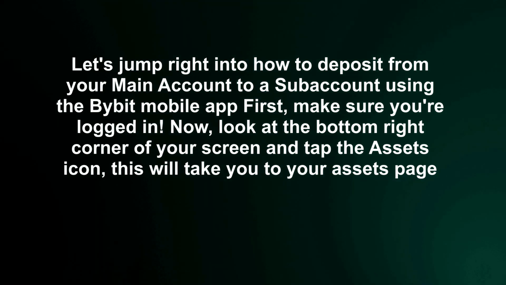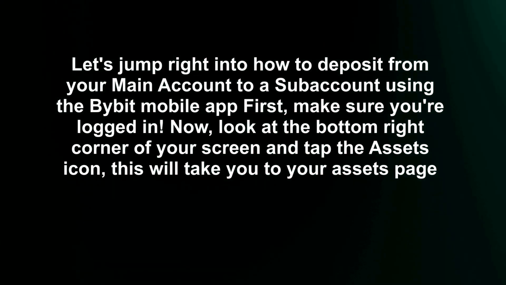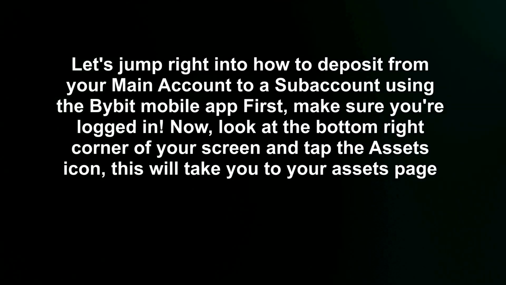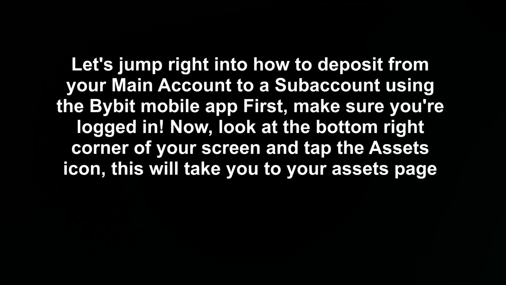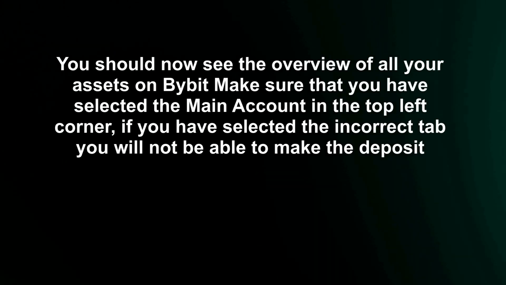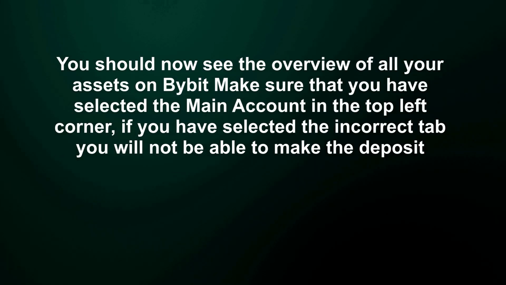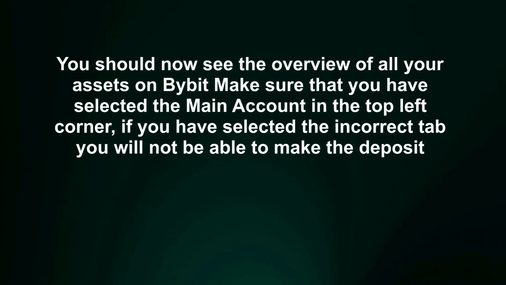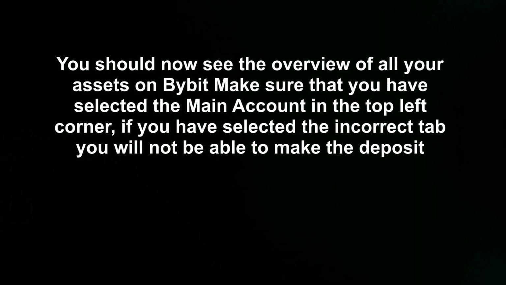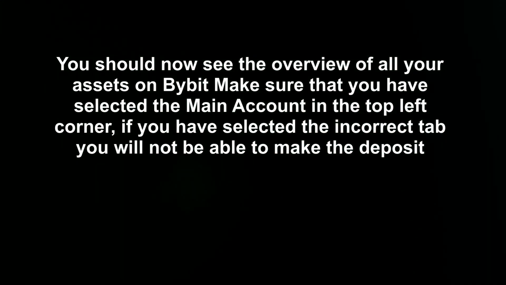First, make sure you're logged in. Now, look at the bottom right corner of your screen and tap the Assets icon. This will take you to your Assets page. You should now see the overview of all your assets on Bybit. Make sure that you have selected the main account in the top left corner. If you have selected the incorrect tab, you will not be able to make the deposit.